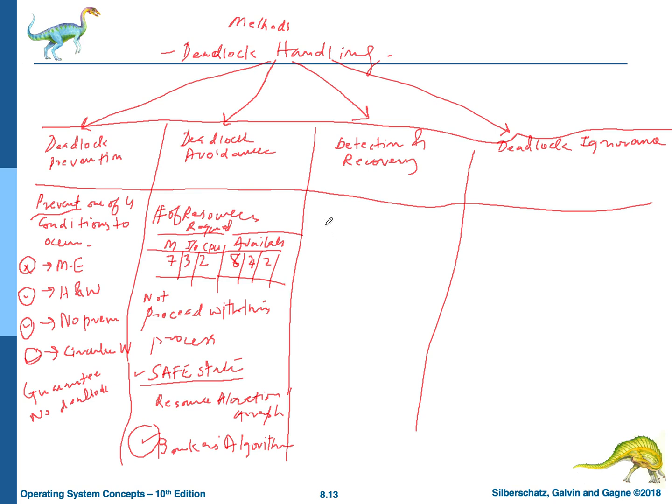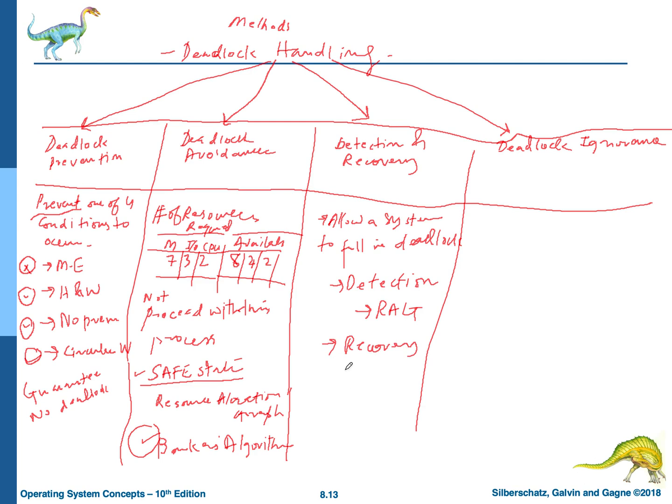Now the third method is detection and recovery. In this we allow a system to fall in the deadlock. Then what we do, we detect. If it falls in the deadlock, then we have some detection algorithm, right? Detection is possible with a resource allocation graph also, and then recovery.